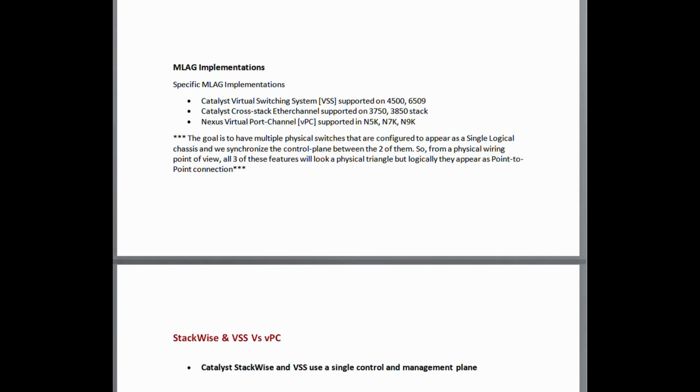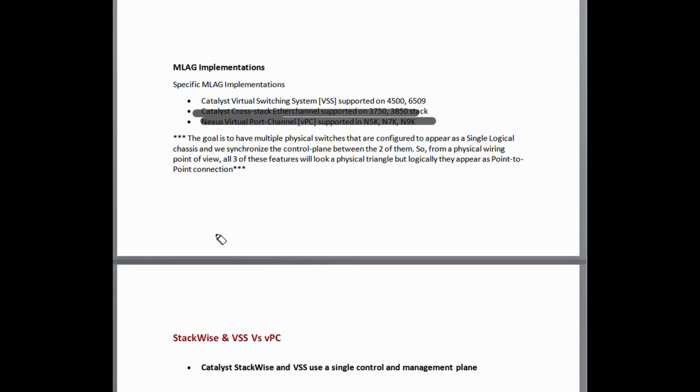So friends, let's have a quick discussion about the other MLAG implementations supported on some of the other Cisco platforms. We have Catalyst Virtual Switching System, or VSS as it's commonly known, which is supported on Catalyst 4Ks, 6500, etc. Then we have the Catalyst Cross-Stack EtherChannel supported on 3750, 3850 stack switches. And more recently, we've had the Nexus Virtual Port Channel, or VPC, supported on Nexus 5K, 7K, 9K, etc.